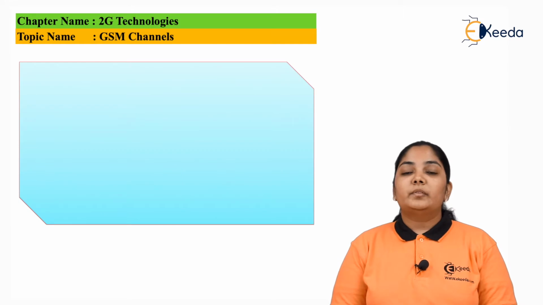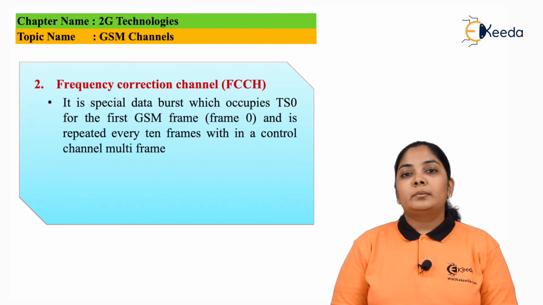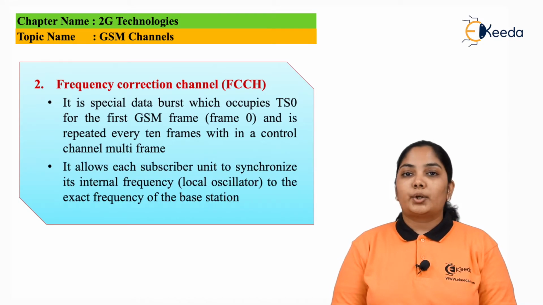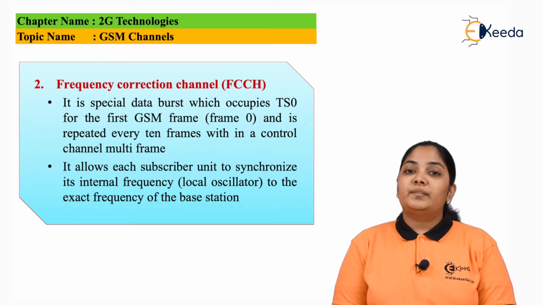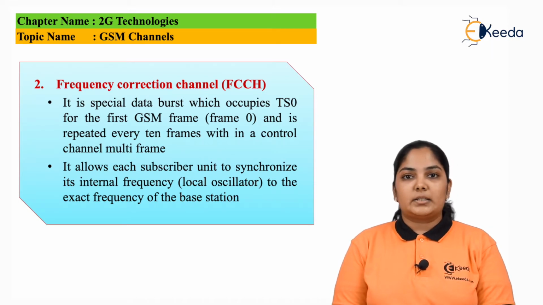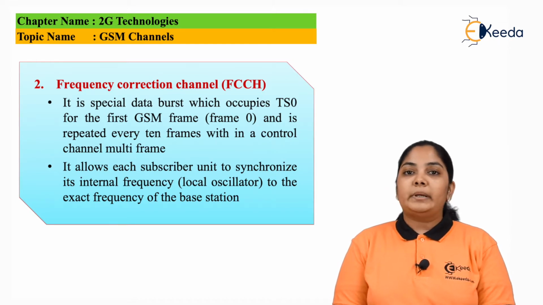The second type of the broadcast channel is nothing but the frequency correction control channel, which is a very important channel for correction of the frequency. This special burst is sent on time slot 0 of the first TDMA GSM frame, which is frame 0 of the entire system. This time slot is repeated every 10 frames in the GSM structure.